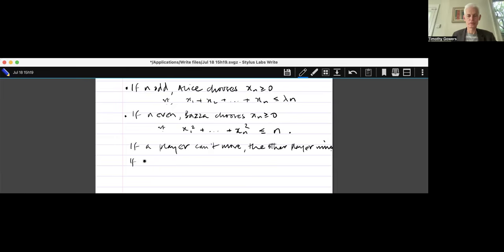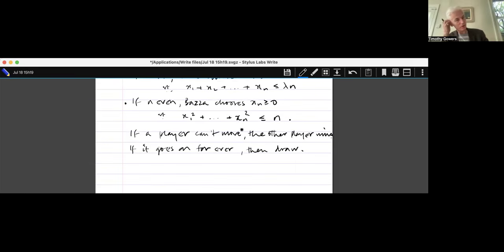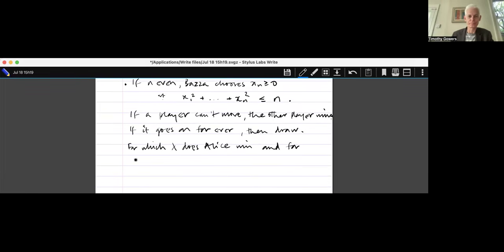If it goes on forever, well, it just says here neither player wins, but whatever, I'll just say then it's a draw. All chosen numbers are known to both players. I won't bother to write that down, just take that as read. And then a not totally unexpected question: for which lambda does Alice win? And for which lambda does Bazza win?